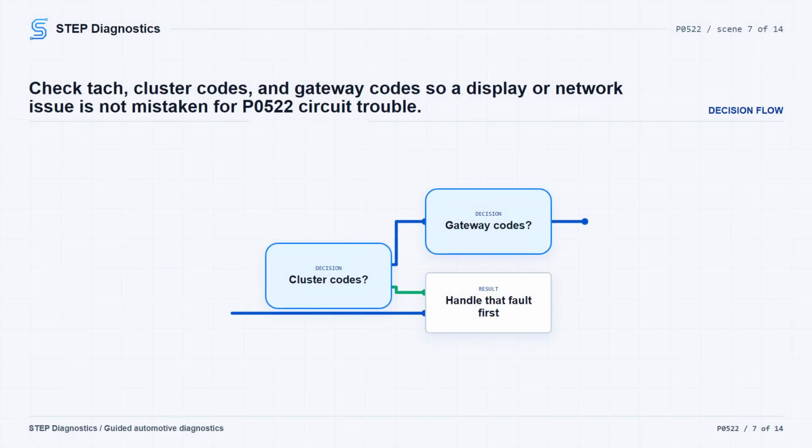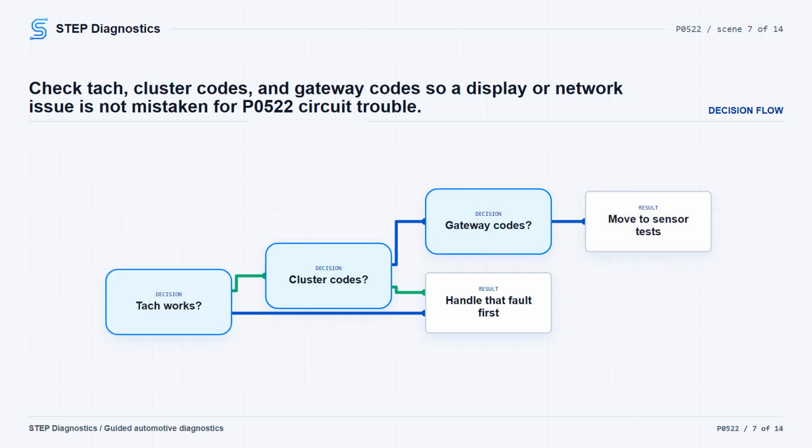No tach operation points you toward the tachometer diagnostic path. If the tachometer is working, run the instrument cluster self-test. Any cluster codes need to be handled before continuing. If the cluster is clean, check the gateway continuous memory codes. If gateway or network communication codes are stored, handle that communication problem first. If there are no gateway codes, continue to the oil pressure sensor circuit tests.